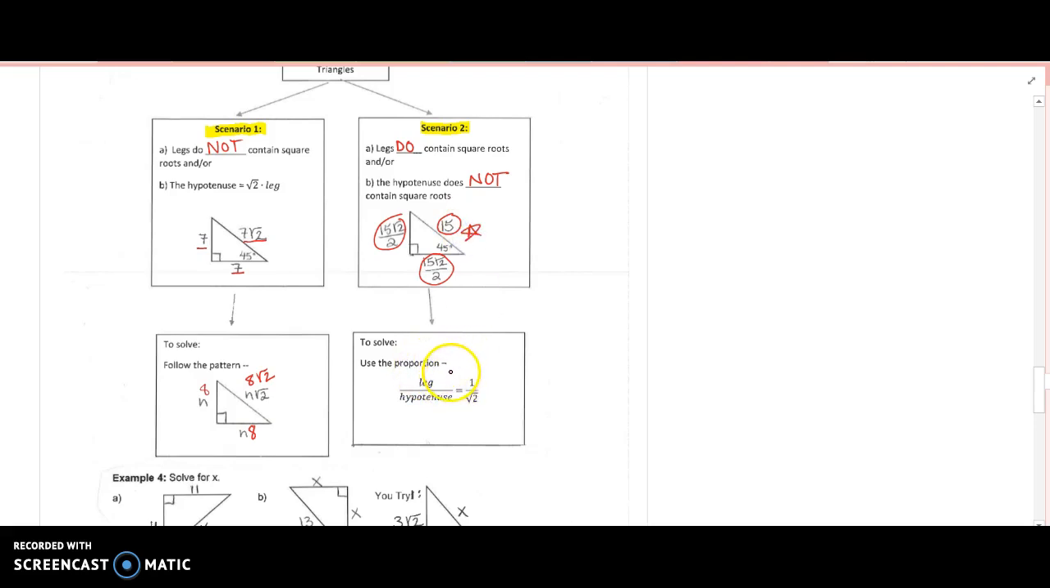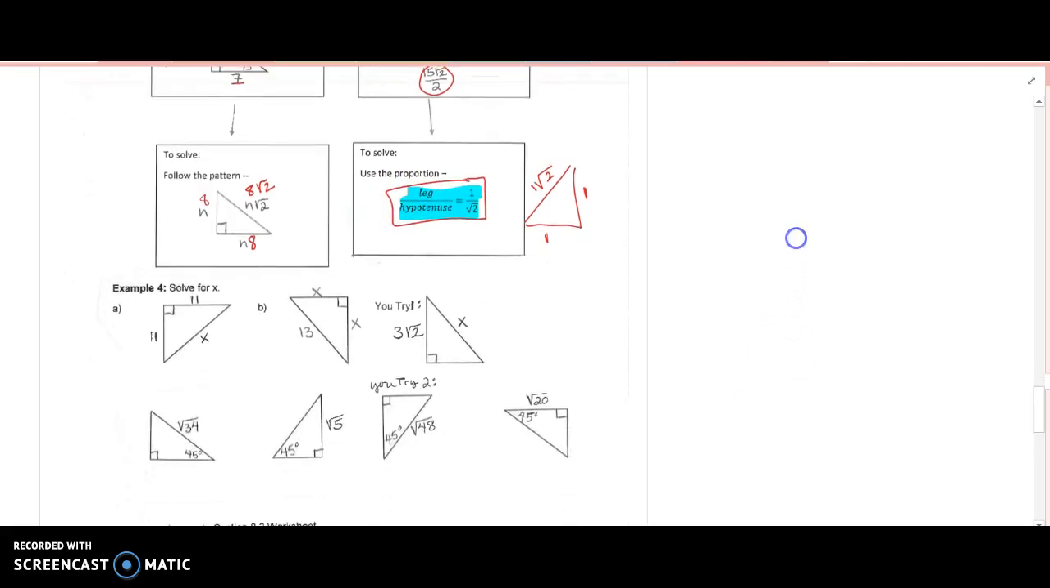So if you ever have a funky scenario that is basically not scenario 1, then your default would be to use the proportion, that however much the leg is to however much the hypotenuse is the same as our similar triangle 1 is to square root 2. Because remember, you can always use 1 for the sides and a hypotenuse of 1 square root 2, or just square root 2 is what I called it here. I didn't write the 1 out front. So when your first pattern doesn't work, and maybe even the second pattern doesn't work, then this is your go-to. Use the proportion. All right, so let's look at some examples.